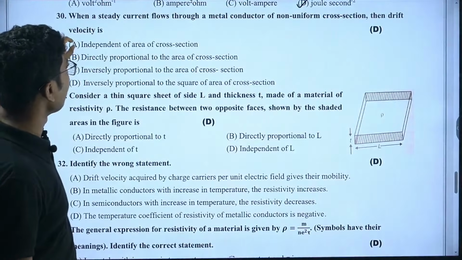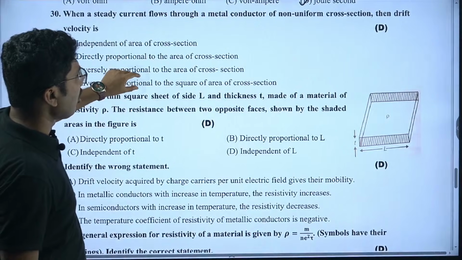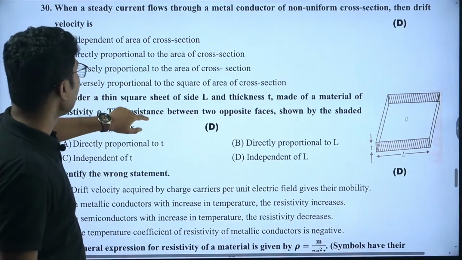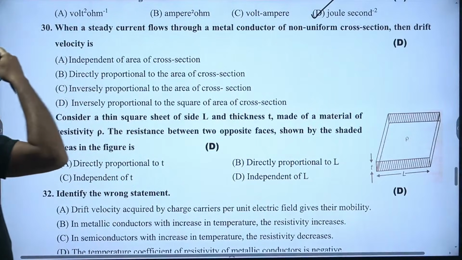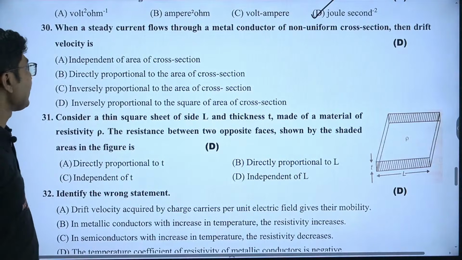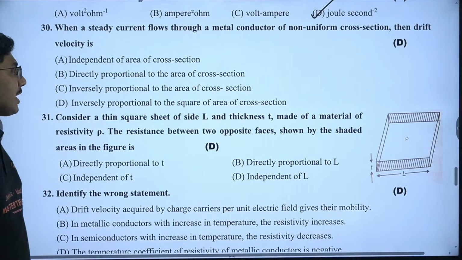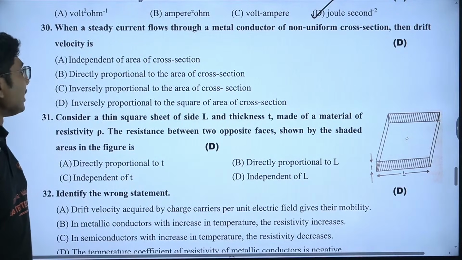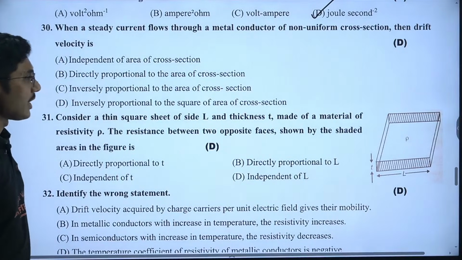When a steady current flows through a metal conductor of non-uniform cross section, then the drift velocity is independent of area of cross section, directly proportional to the area of cross section, inversely proportional to the area of cross section, inversely proportional to the square of the area of cross section.